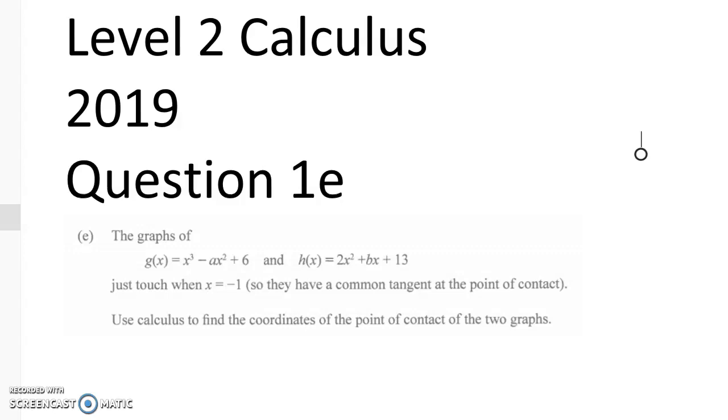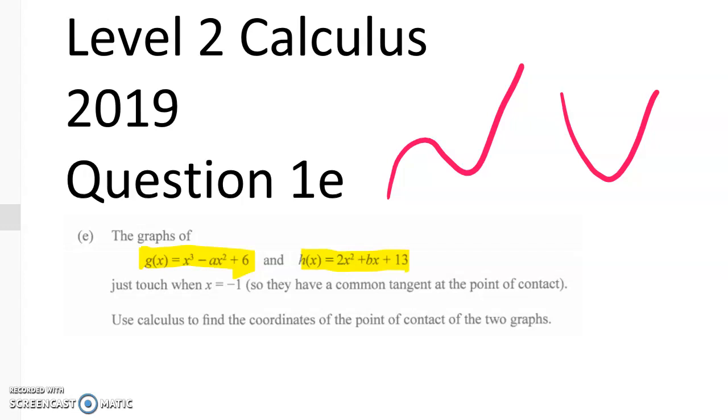We've got g of x and h of x. And g of x is a cubic and h of x is a quadratic. And we know, straight away from that, we know the shape of those two curves. Because it's x cubed, it's going to go up, down, up for the first one. And the second one is going to be a quadratic.